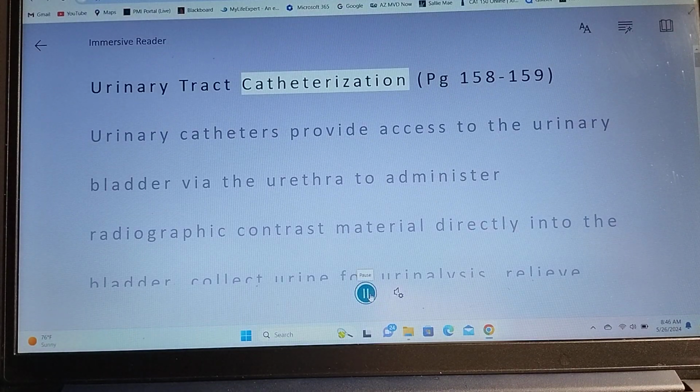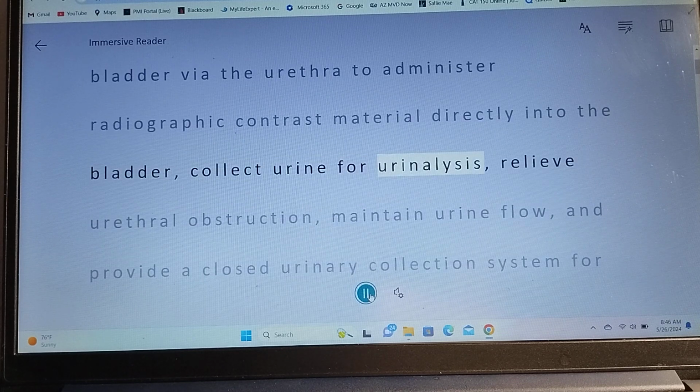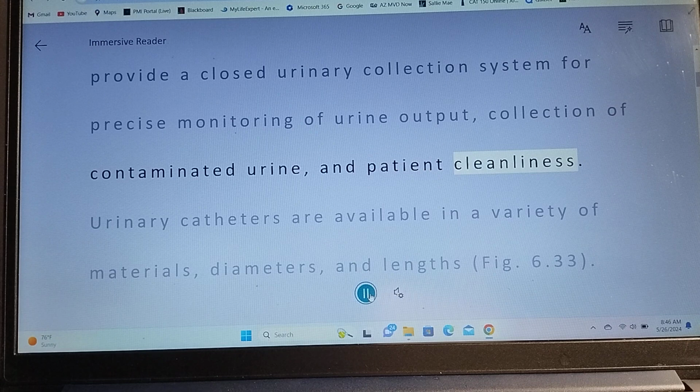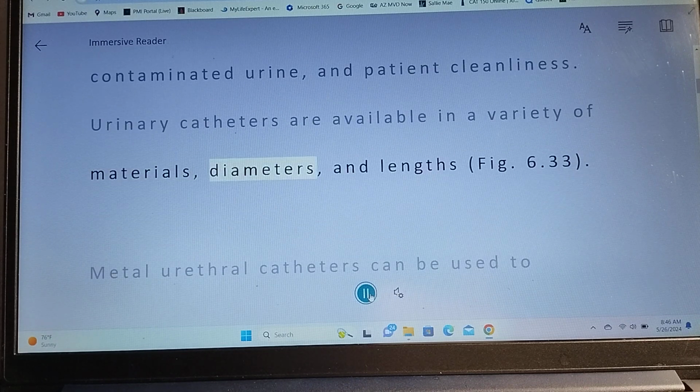Urinary tract catheterization, pages 158 to 159. Urinary catheters provide access to the urinary bladder via the urethra to administer radiographic contrast material directly into the bladder, collect urine for urinalysis, relieve urethral obstruction, maintain urine flow, and provide a closed urinary collection system for precise monitoring of urine output, collection of contaminated urine, and patient cleanliness. Urinary catheters are available in a variety of materials, diameters, and lengths.